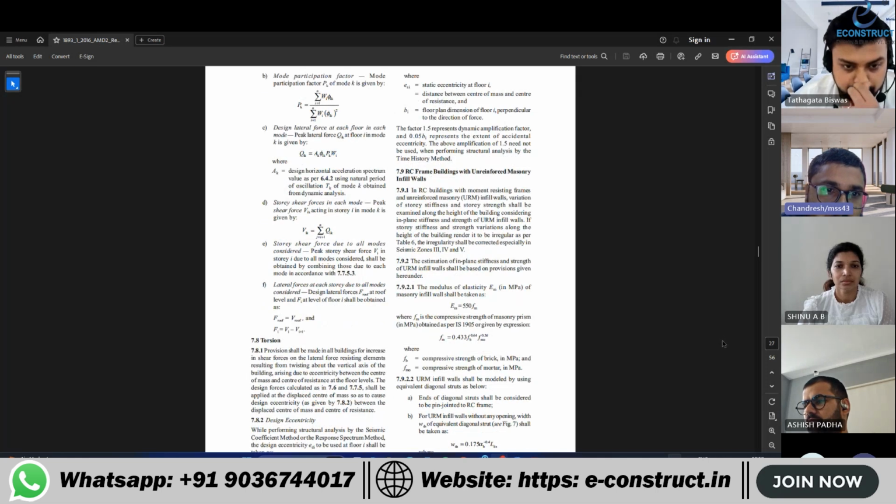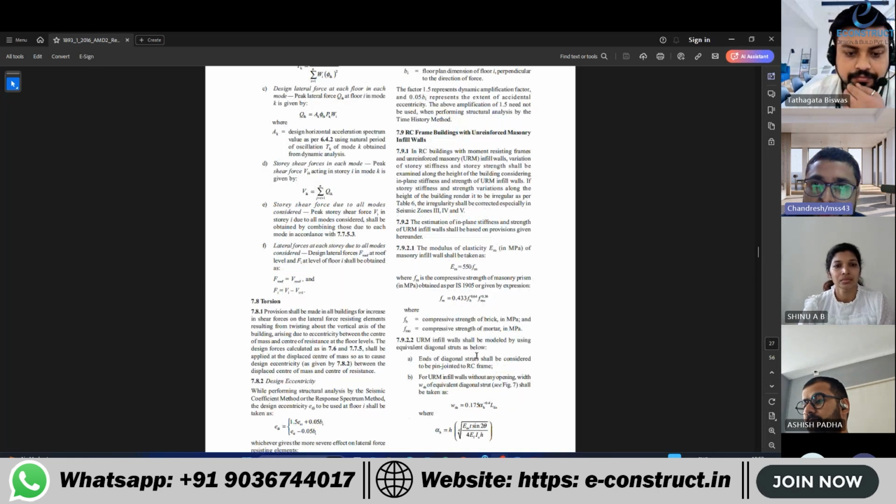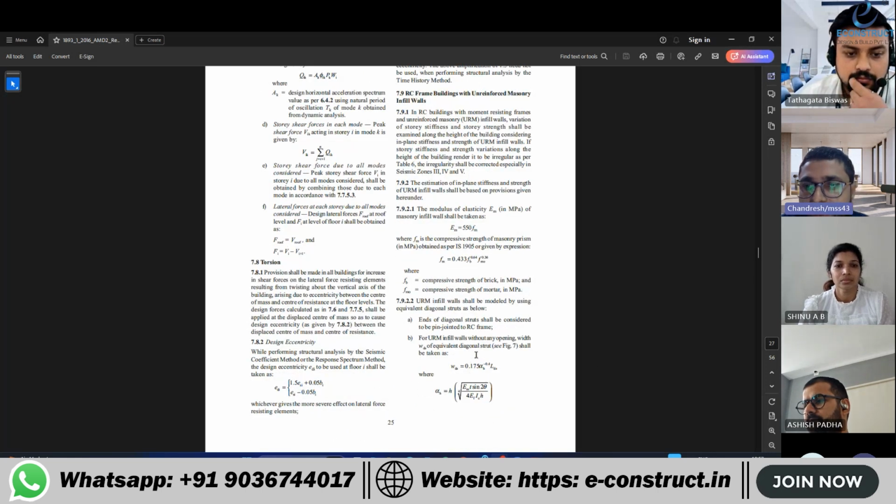F roof at roof level and Fi at level of floor i shall be obtained as per this formula. And 7.8 torsion. Sir, I have to read or I have to wait, sir? You can read.